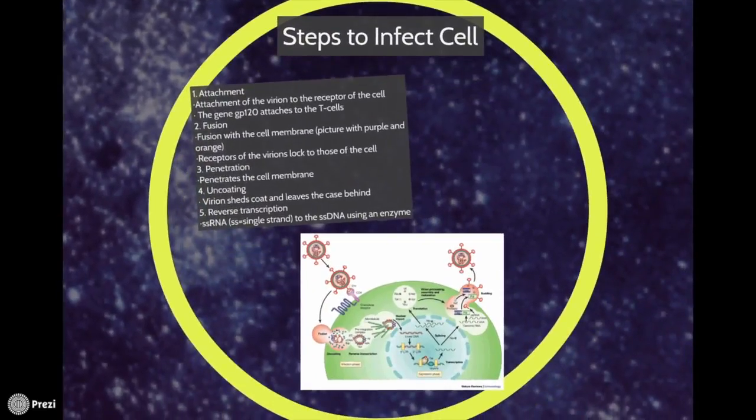The steps to infect a cell. The first one is attachment. The virus attaches the virion to the receptor of the cell. The next is fusion, then penetration, then uncoating, and reverse transcription.